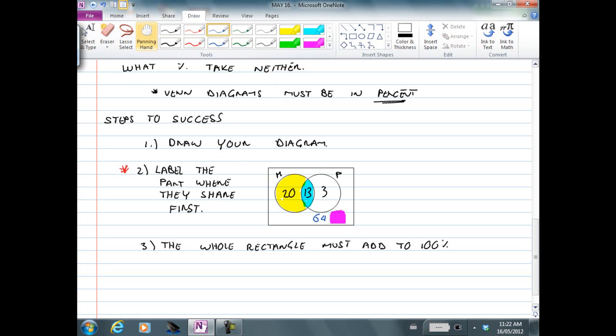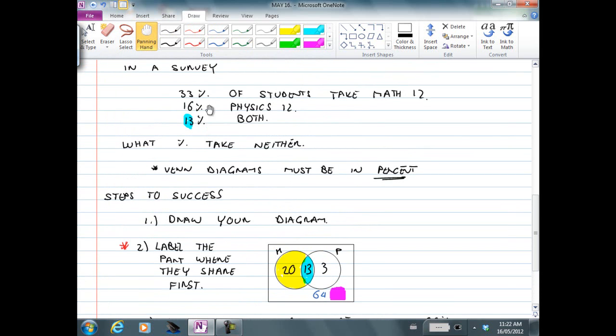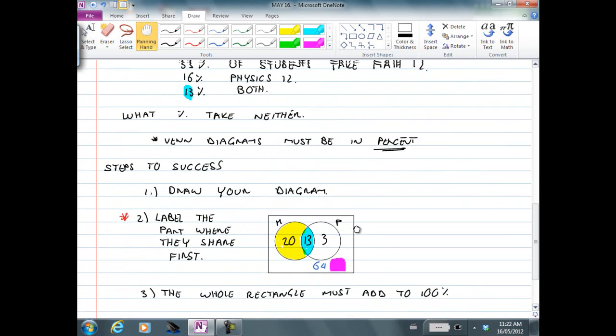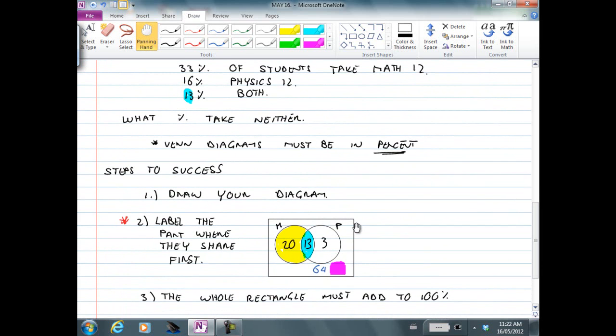People make mistakes. Why? They add all these numbers together. These numbers do not work. You have to break them up. Now, once you have your Venn diagram, you can go ahead and answer the question. What's the probability that someone takes neither math or physics?